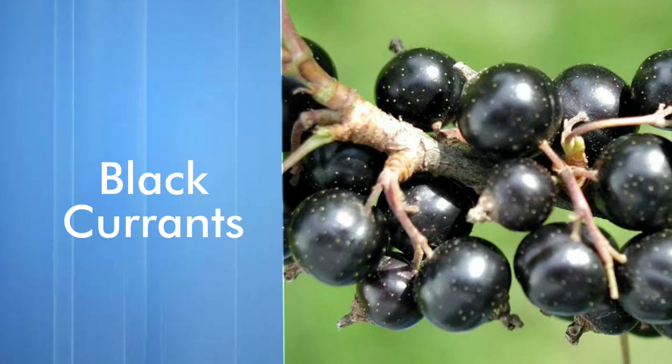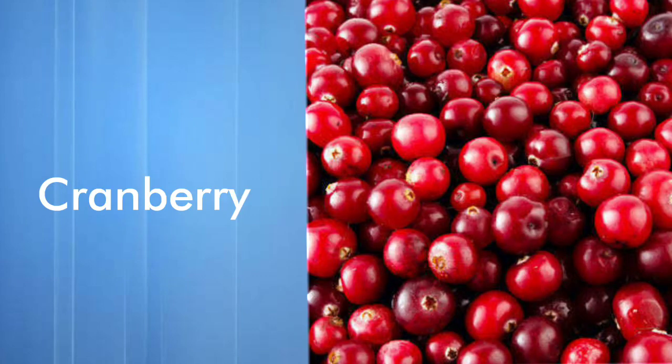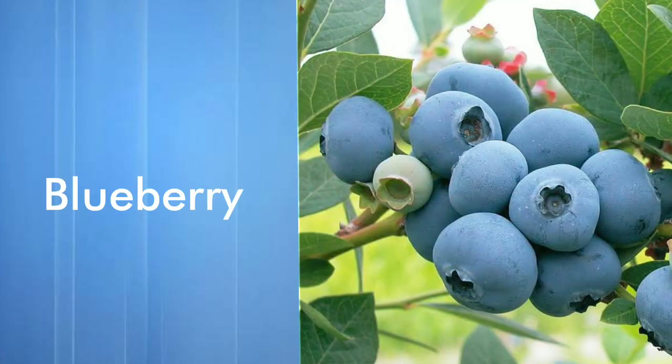It's an apple. Next we have black currants. These are black currants. What are these? Next we have cranberry. It's cranberry. What is it? Or these are cranberries. Blueberry. What are these? These are blueberries.